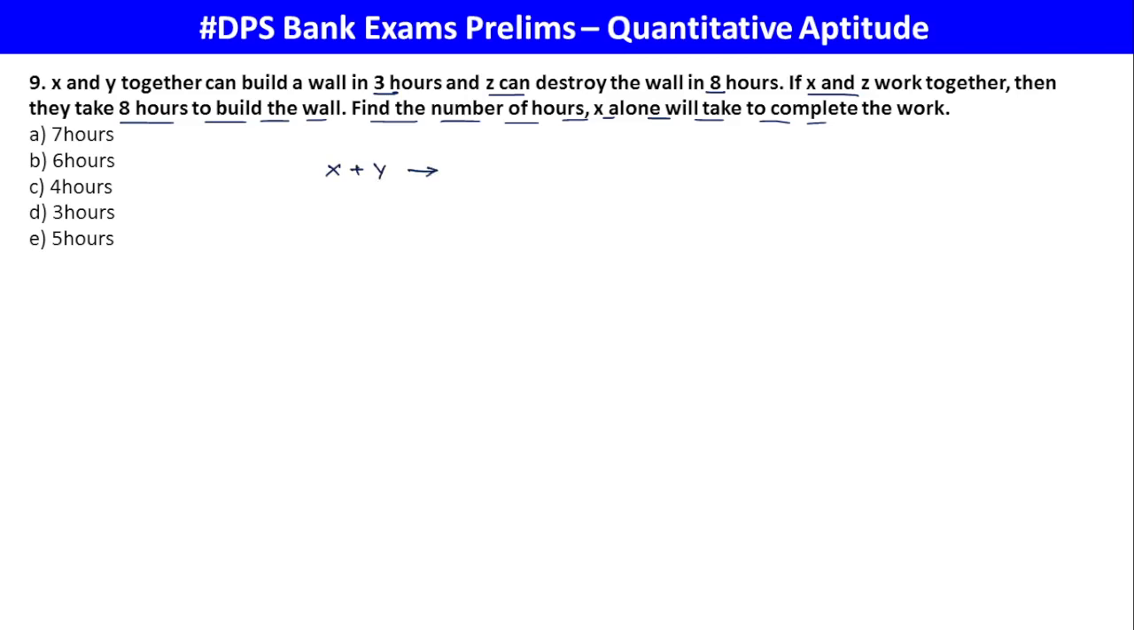X and Y together take 3 hours, Z alone takes 8 hours. X and Z together take 8 hours to build the wall. Then 8, 8, 3. Right, 24 is the LCM. 8, 1, 1. The minus 1 converts to plus 1, which means something minus 1 is equal to 1.